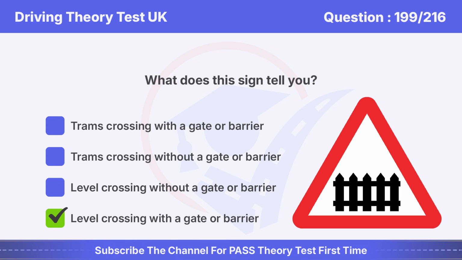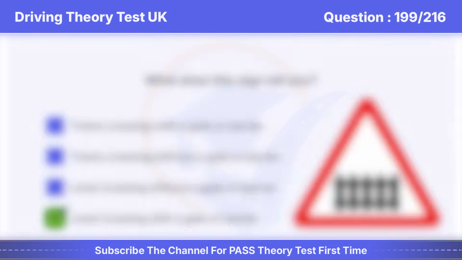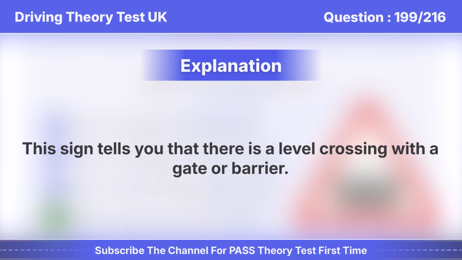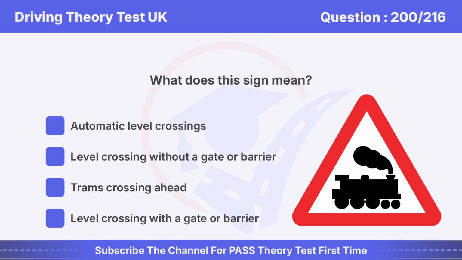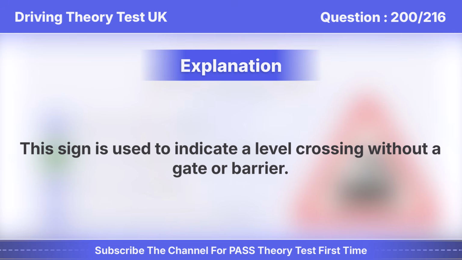Answer is D. Level crossing with a gate or barrier. This sign tells you that there is a level crossing with a gate or barrier. Question 200. What does this sign mean? Answer is B. Level crossing without a gate or barrier. This sign is used to indicate a level crossing without a gate or barrier.